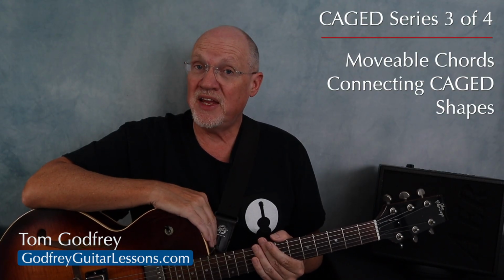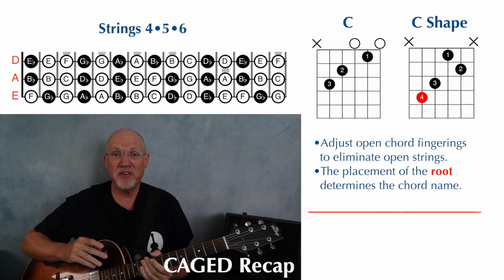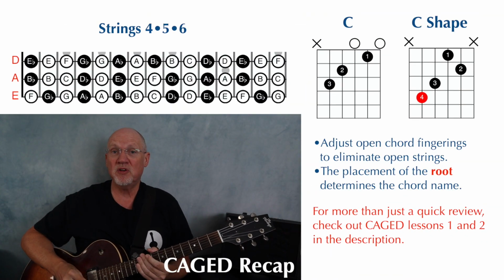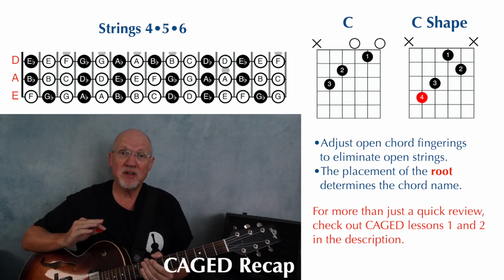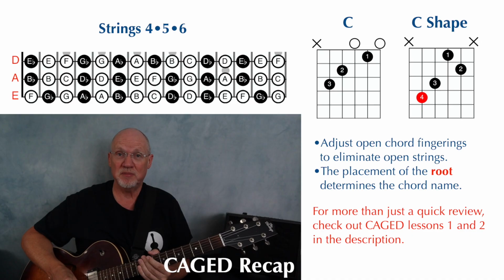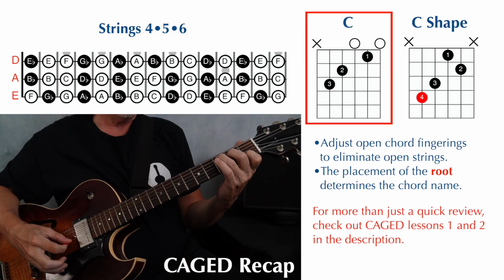You can do this with any type of chord. We're going to look at major chords. A quick recap of the CAGED way to convert open chords into movable chords. And again, if you need more than just a quick recap, you can check out the first two lessons in the description. Here's an open C chord.